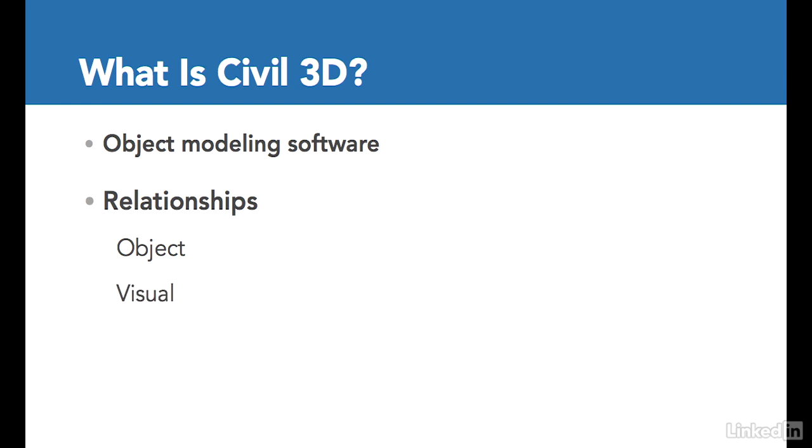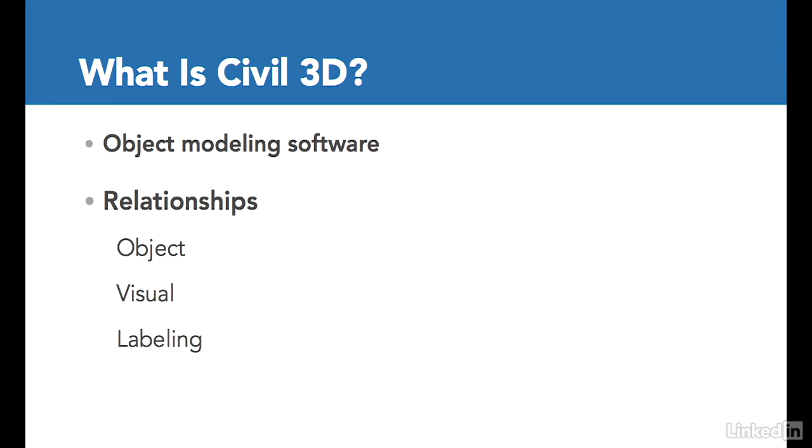All of the objects that are Civil 3D objects are visually controlled by styles. So each Civil 3D object has an associated or related style. We're going to talk more about styles in a minute. But just remember, as you're working in Civil 3D, if the Civil 3D object doesn't look the way you think it should, it's probably connected to the style that's assigned to it.